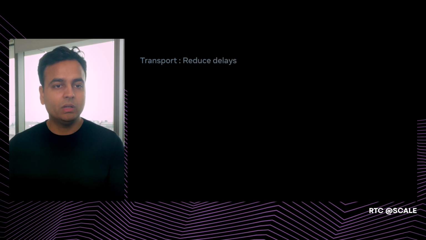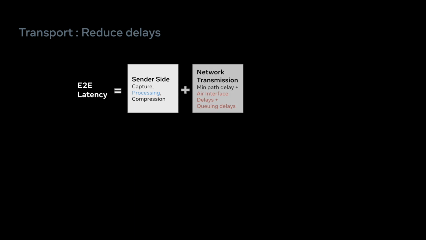Now coming to the end-to-end latency challenge. It typically is comprised of three parts. One part is the sender side, where you have latency because of capture, processing, and compression. Then on the network transmission side, you have latency because of, first, the minimum path delay, which is the property of the path. Then you have air interface delays and queuing delays introduced by the network.